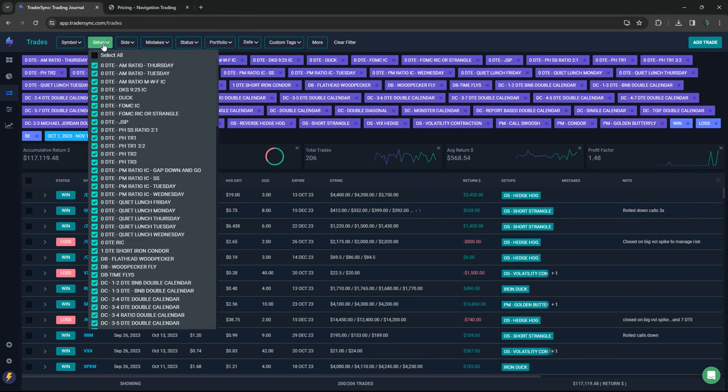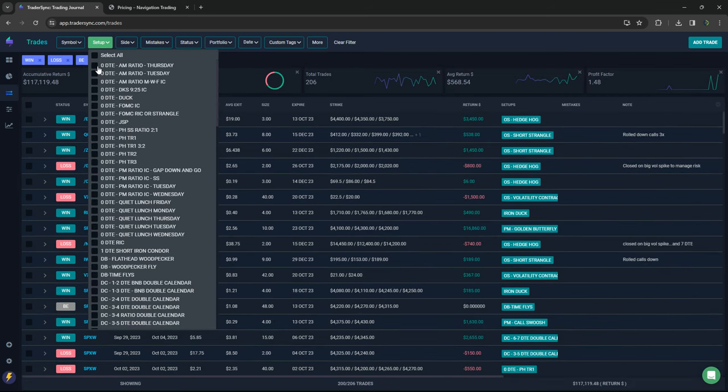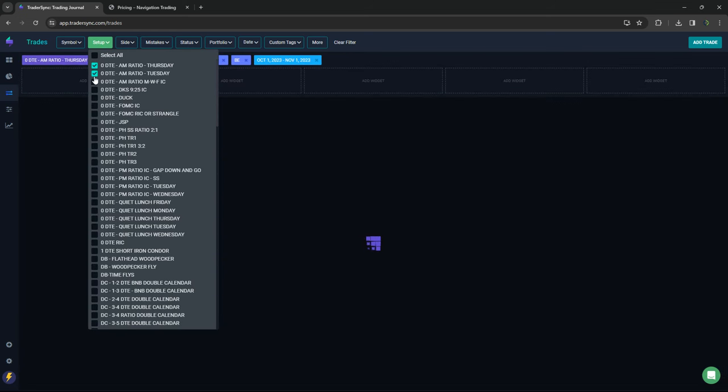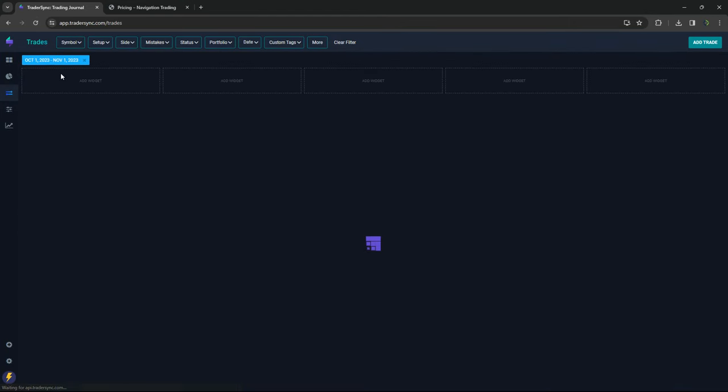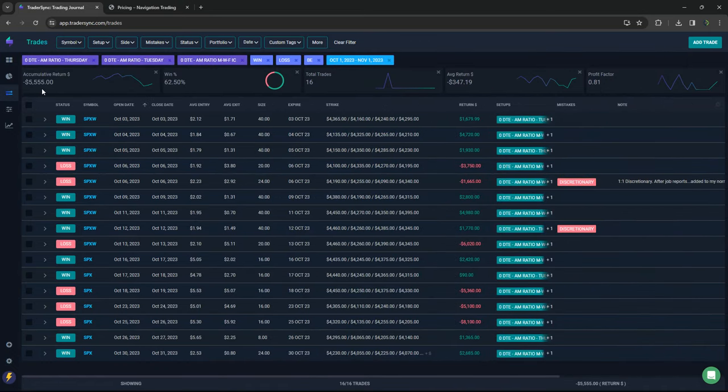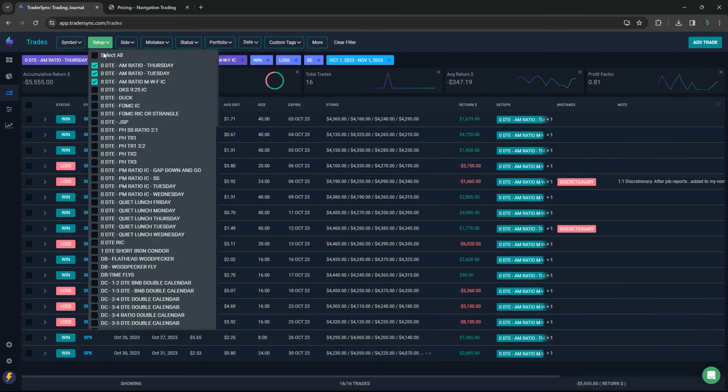Let's break down by the different strategies, starting with zero DTE AM ratio. The AM ratios have struggled, as you can see, minus $5,500 on those for the month. Had a little string of three pretty sizable losers there, kind of mid towards the end of the month. So a little bit red on the AM trades.